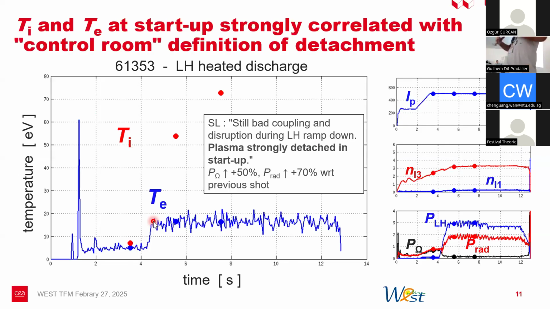Is it because the confinement is worse and the energy is escaping faster? This can be discussed. But it's a feeling we have. When you have bad MHD, the ion temperature tends to go up, and the electron temperature doesn't change very much.